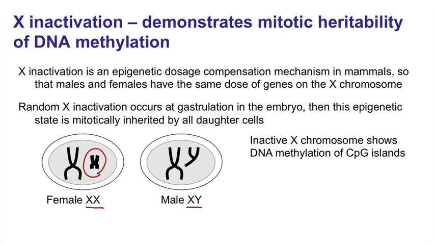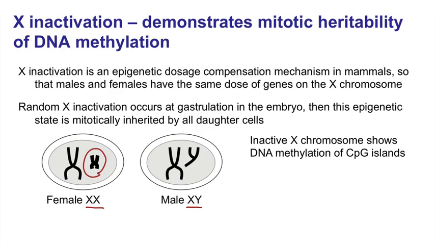So what's interesting is when this X inactivation first occurs, it occurs when there are only a few hundred cells in the embryo at gastrulation. And we know that when this choice is made, it's a random choice. So each cell at that couple of hundred cell stage can make the choice individually as to which X chromosome to inactivate, the one from your mum or the one from your dad. That choice is then mitotically heritable to all of the daughter cells.